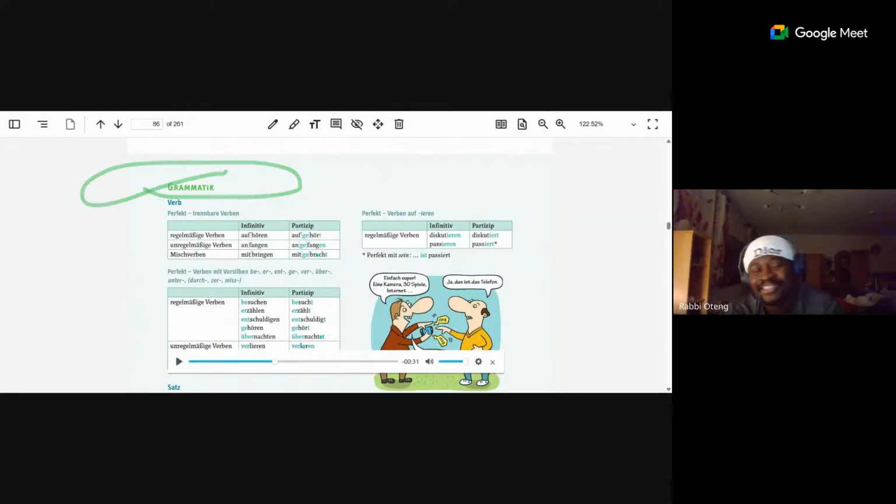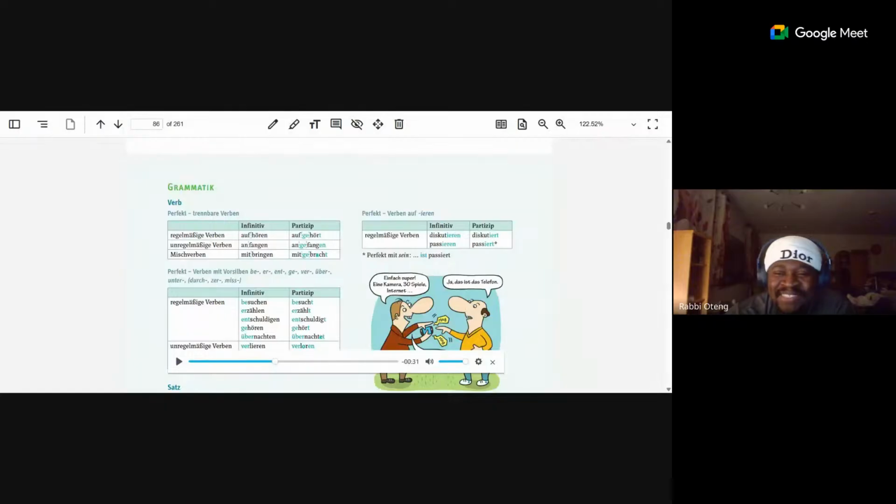Grammatik. Okay, so under this chapter, we learned the Partizip zwei. In English, we have past tense and we have past participle. Same thing in German: we have the past tense, which is the Präteritum, and then the Partizip zwei for the present perfect or the past participle. Sometimes you can even get confused.